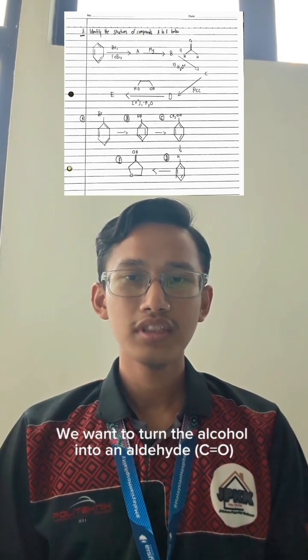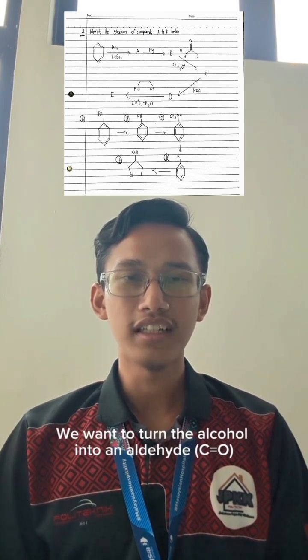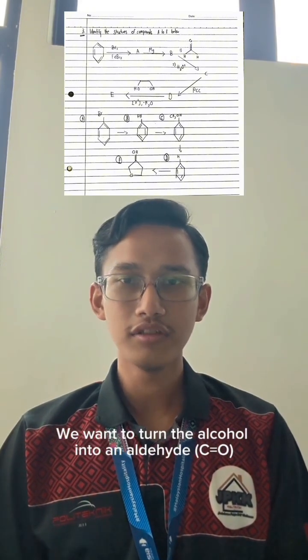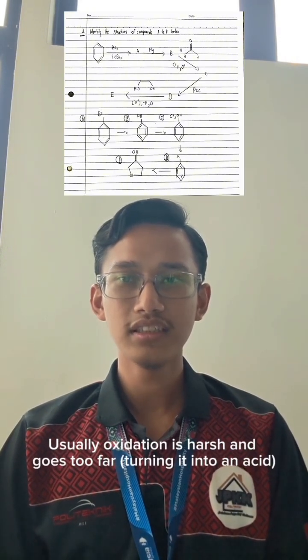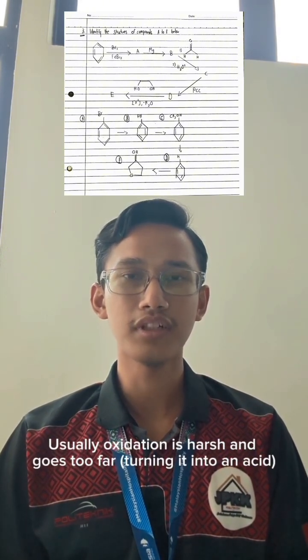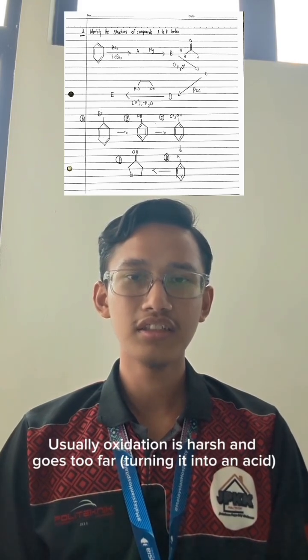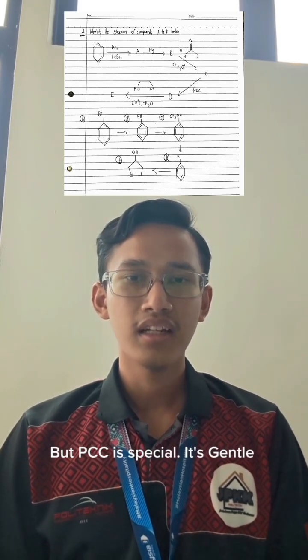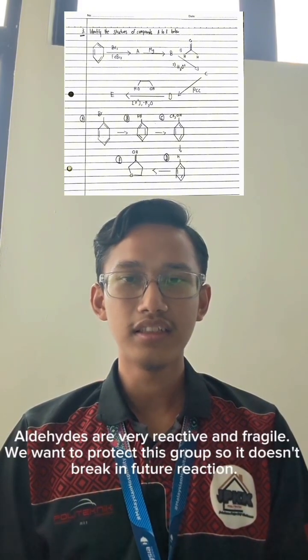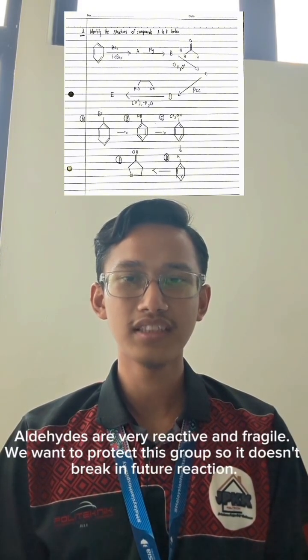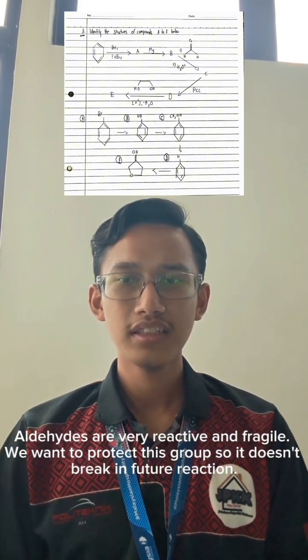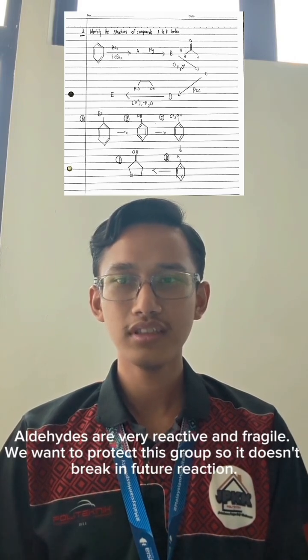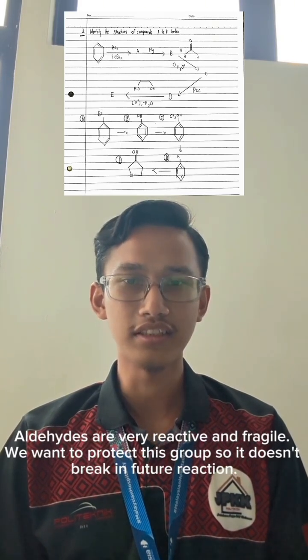We want to turn the alcohol into an aldehyde, C=O. Usually, oxidation is harsh and goes too far, turning it into an acid. But PCC is special. It's gentle. Aldehydes are very reactive and fragile. We want to protect this group so it doesn't break in future reactions.